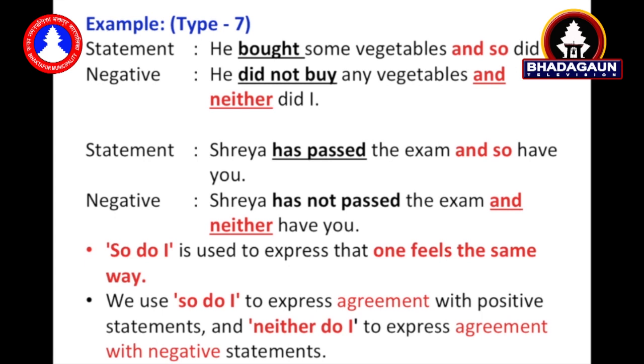Now in the next example, Shreya has not passed the exam. This is a negative expression and its agreement with a negative statement is and neither have you, not the तिमी नै भयो.